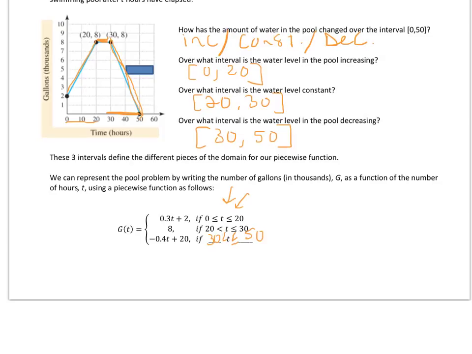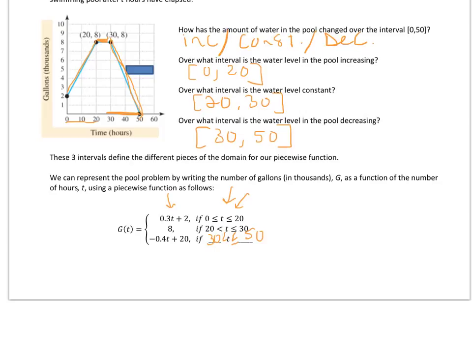Okay, so you might notice this first formula, 0.3t plus 2, that's the equation that we found earlier. And if you actually did pause the video and find the equations of the other 2 pieces of line, then you would have gotten 8 and negative 0.4t plus 20 as your other 2 equations.